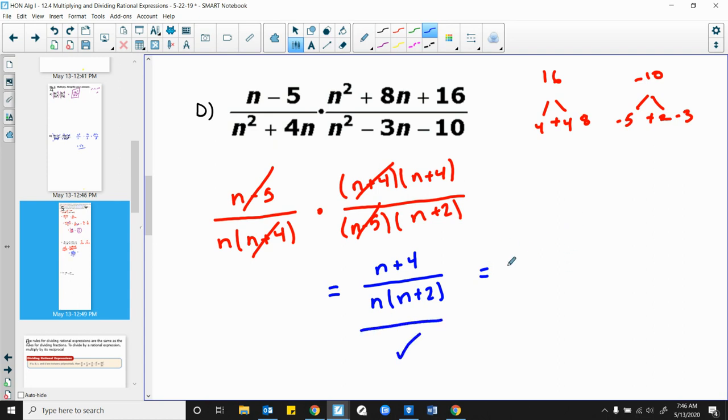That's fine. If you want to distribute that in, distribute the n to the n and get n squared and then have 2n, I will also accept that. It's kind of your own personal preference there. I don't really care. If you get to here, I'm really happy. All right. I like that problem a lot more. You're much more likely to see that on a quiz.